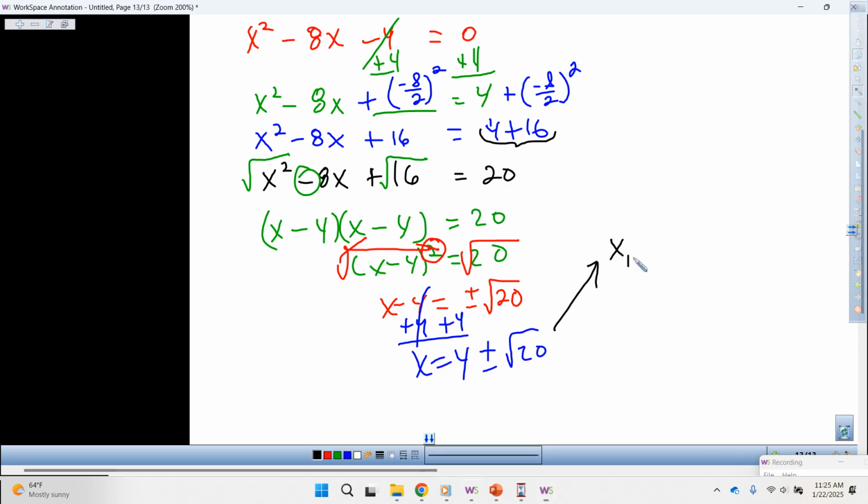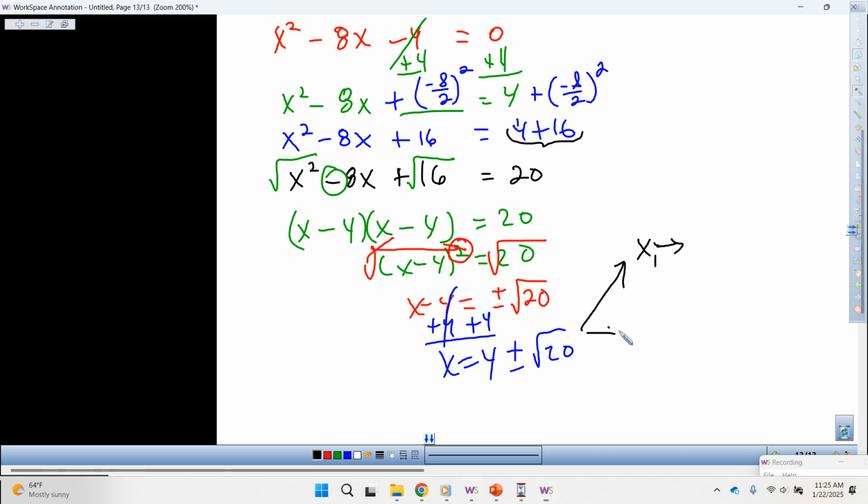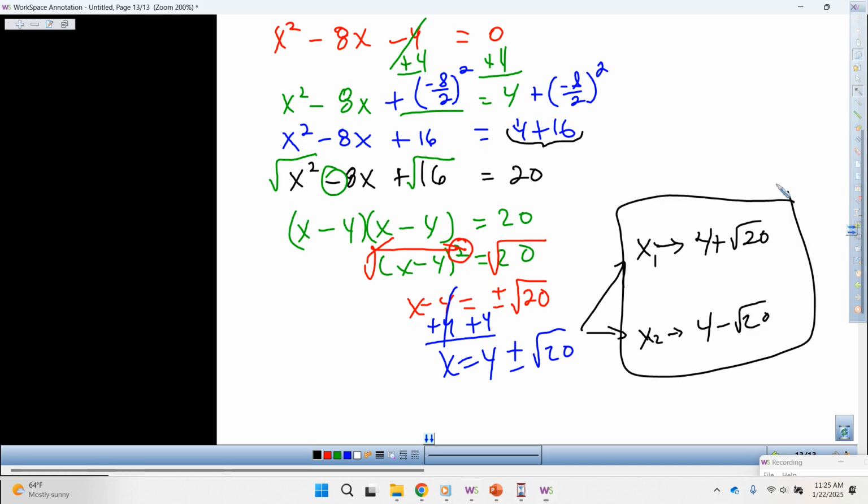x sub 1 and x sub 2. Show your neighbor your 2 equations, please. x sub 1 and x sub 2. All right. Give us one, Clarissa. x sub 1. 4 plus square root of 20, yes. How about the second one, Annette? 4 minus square root of 20. Hands if you got that. That is correct. Send that in, please.